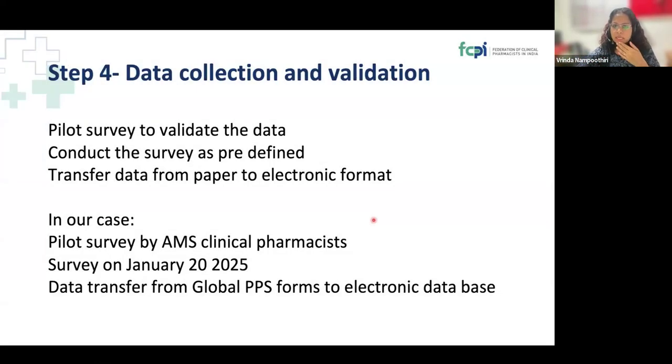The fourth step is data collection and validation. It is important that you first do a pilot survey to validate the data. Then you conduct your actual survey and transfer the data from the paper-based forms to the electronic format. In our case, the clinical pharmacist goes and does the pilot survey, and the actual survey happens on January 20. The data from the Global PPS forms is transferred into the electronic database.